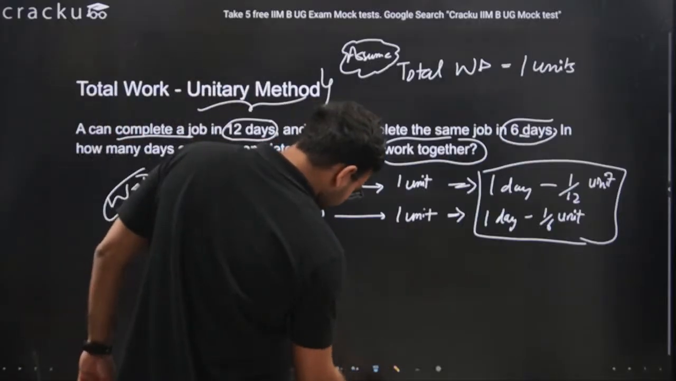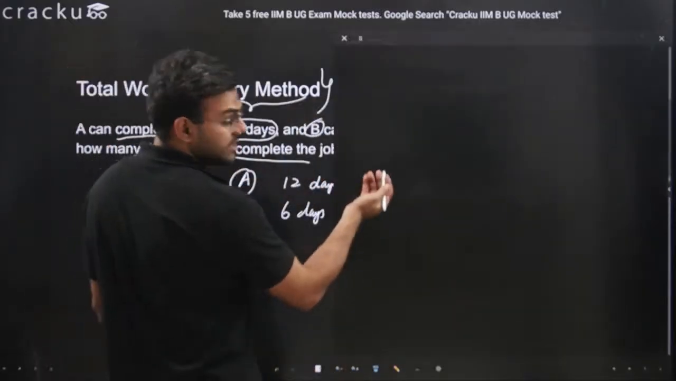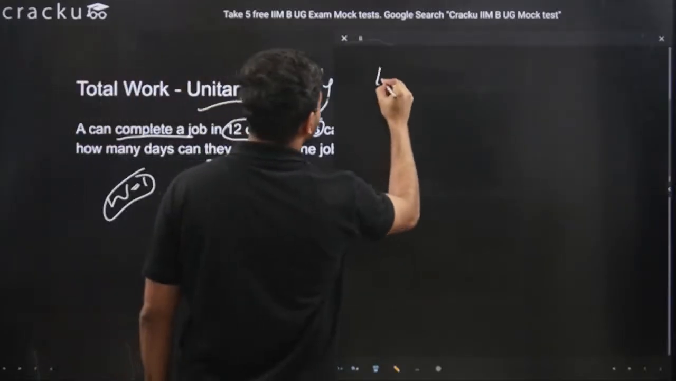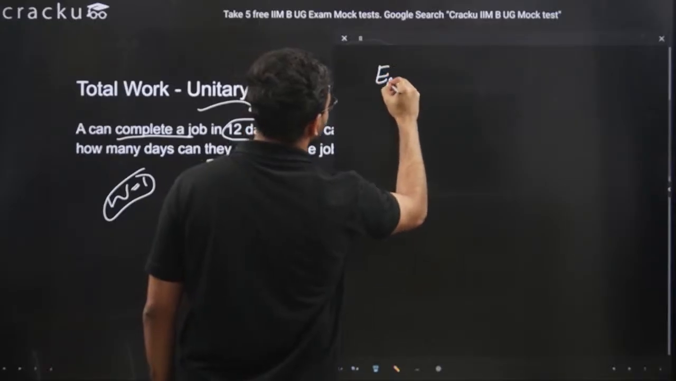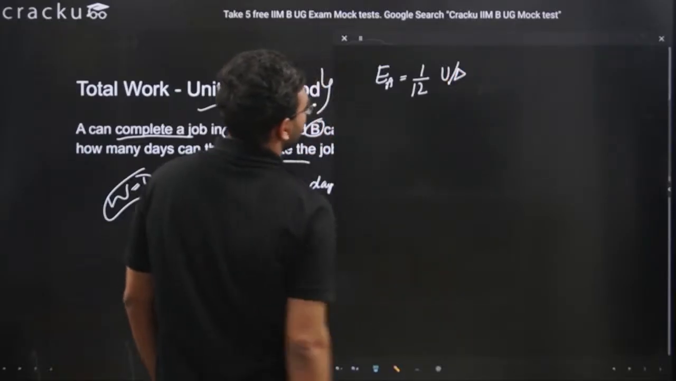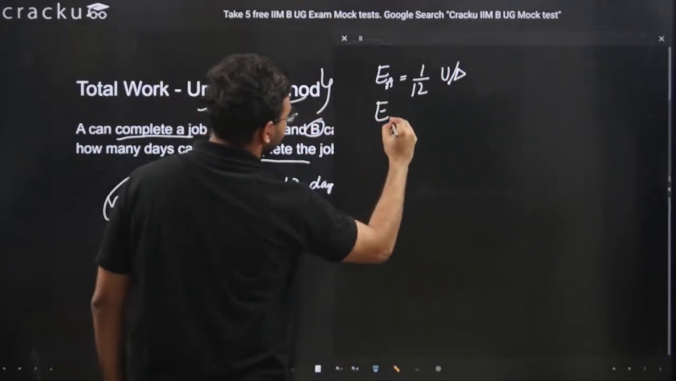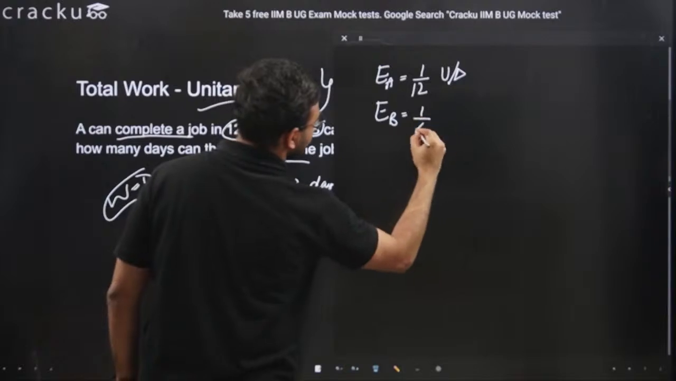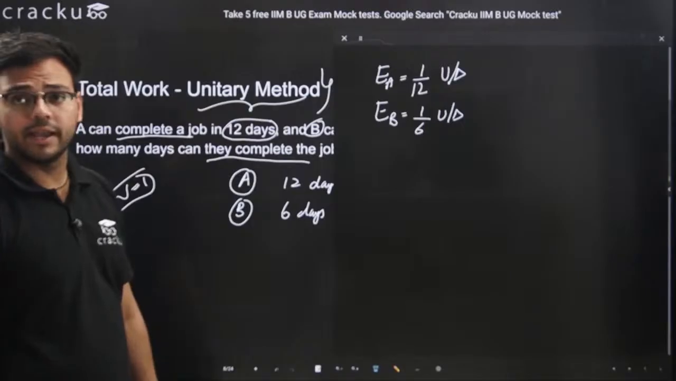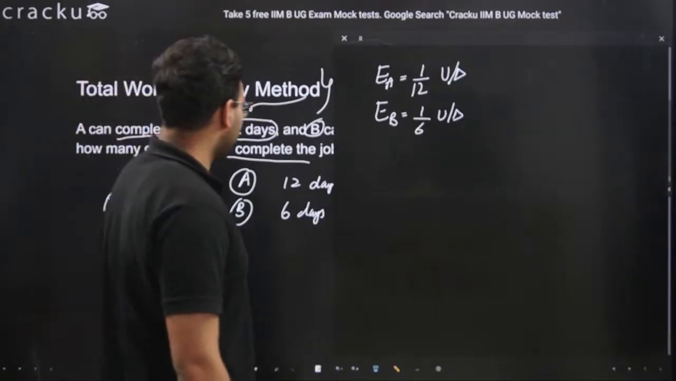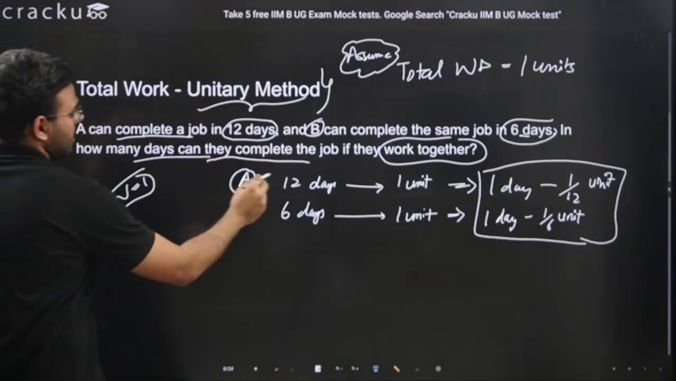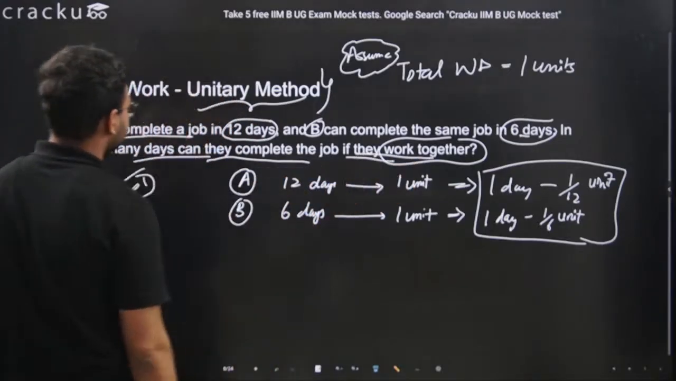So I can say these are efficiency, right? What they are doing on a per day basis is basically their efficiency. So I can write efficiency of A is equal to 1 by 12 units per day. Similarly, efficiency of B is equal to 1 by 6 units per day. What they're asking is basically how many days they can complete the job if they work together.